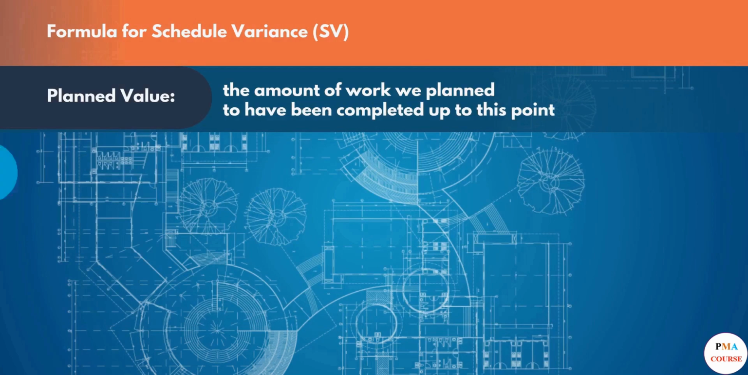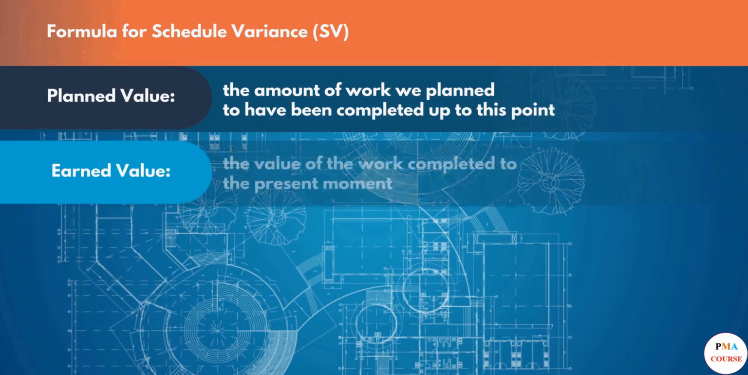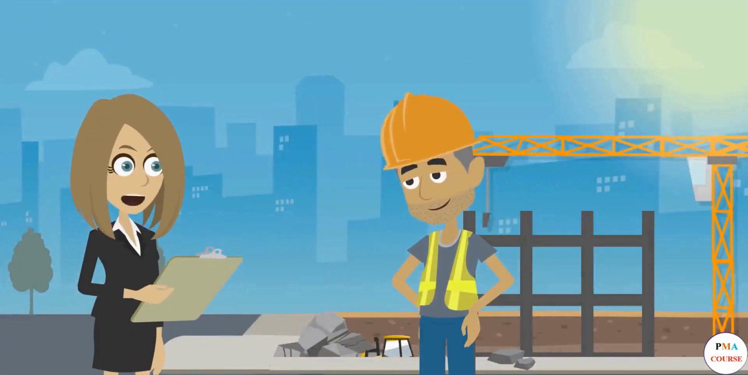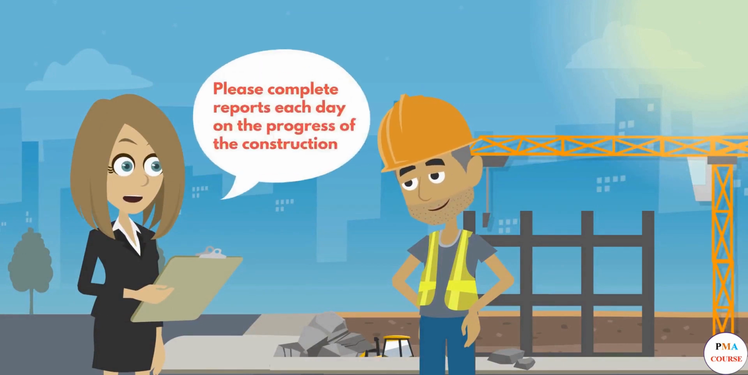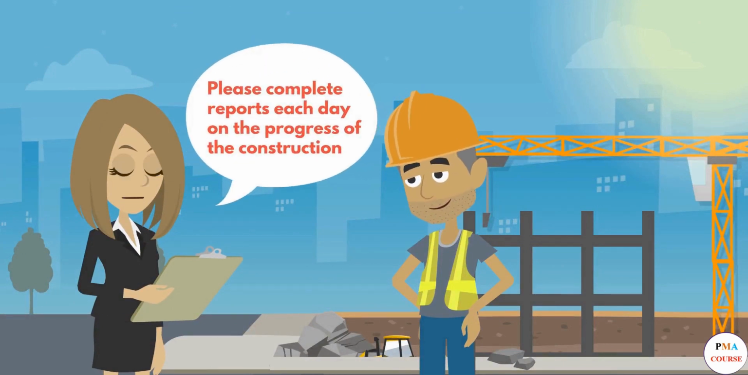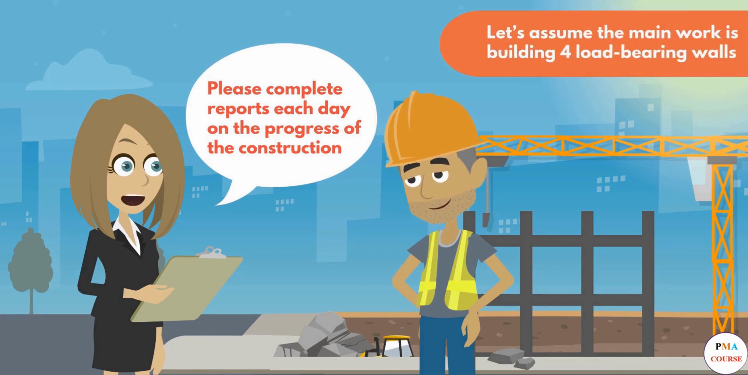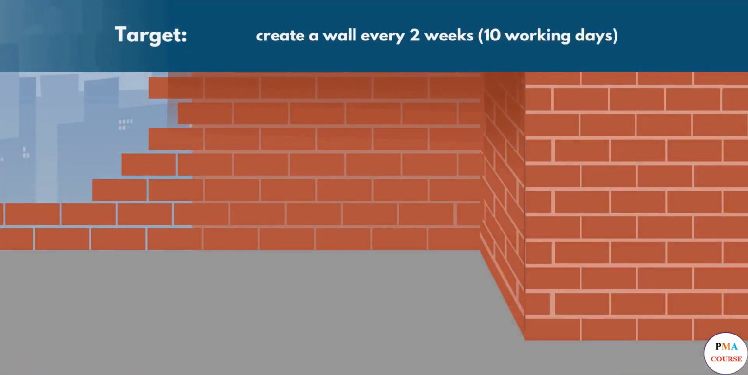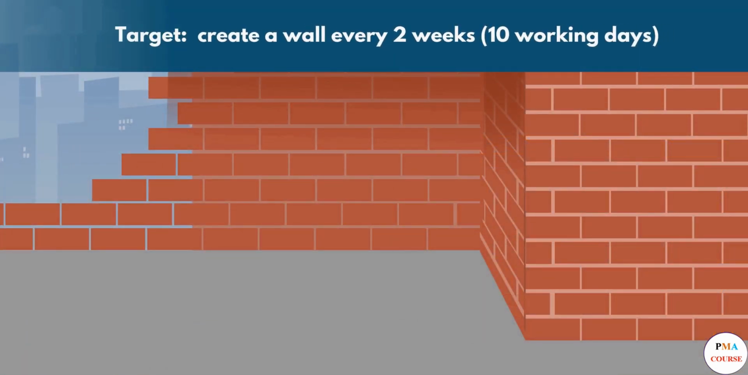Then we need to work out the earned value, which is the value of work completed to the present moment. In other words, the actual. So, as a forward-thinking project manager, you ask your chief engineer to complete reports each day on the progress of the construction. For the sake of simplicity, let's assume the main work is building 4 load-bearing walls. You have a target to create a wall every 2 weeks, 10 working days. You may see something like this.